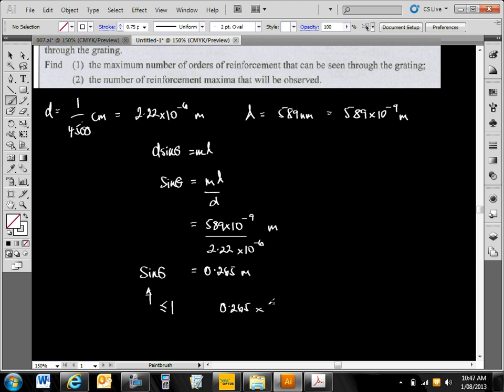0.265 times 3 is equal to 0.795. If we go 0.265, this is trial and error, by 4, we get over the 1, don't we? This equals over 1.